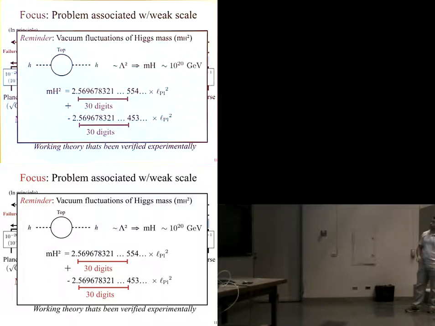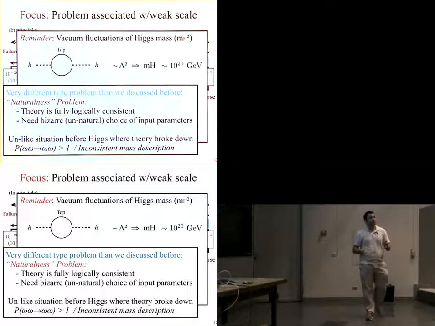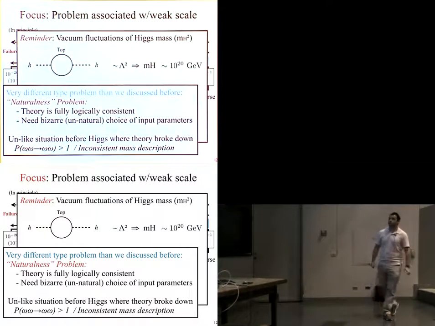And we solve this by this fine tuning, as I said. So what we say is that this diagram actually does give a number that goes like the Planck scale squared, but there happens to be another piece of this mass, the bare mass, that cancels this to 30 digits. And that was obviously missing something basic there.